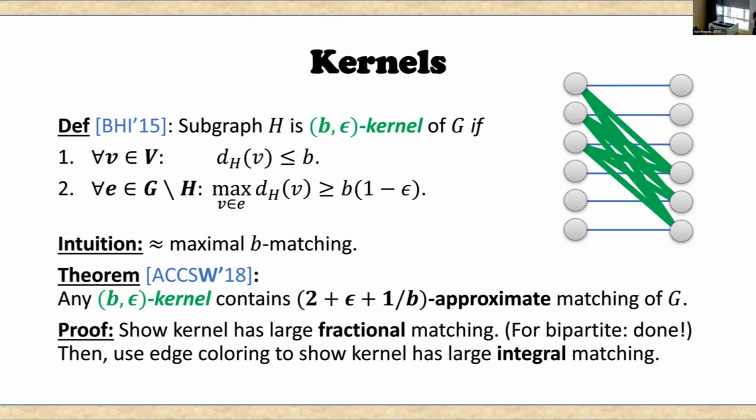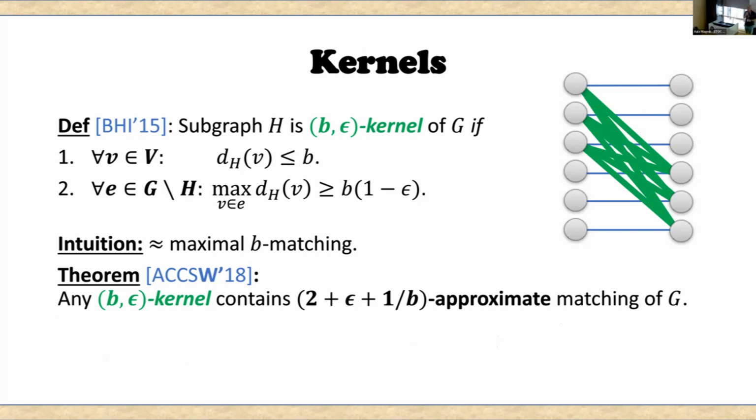Some edge coloring magic shows you that you're basically losing nothing, and there's still a large integral matching in this thing. And that's where this +1/b funky term crops up. Okay. If you follow this proof, great. If not, it doesn't really matter.